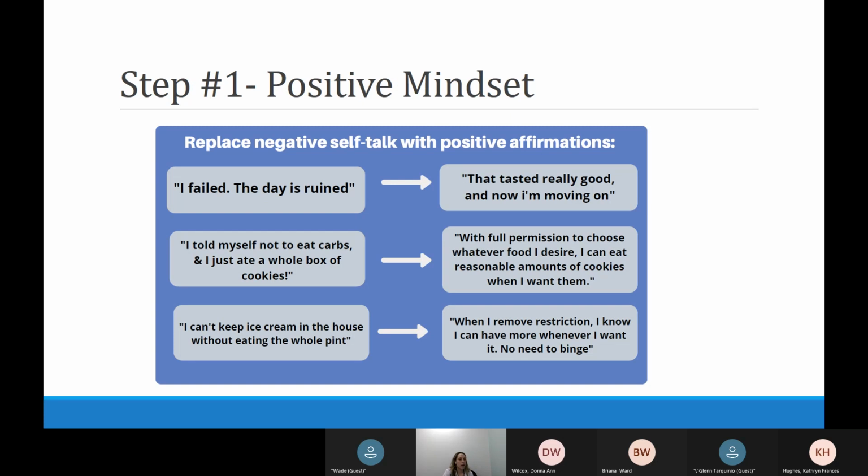So it starts with that positive mindset, like I was saying. It's not, I failed, I have no willpower. It tastes good. I'm honoring this craving. I'm going to enjoy it. I'm going to move on. It doesn't mean the rest of the day is a wash, right?